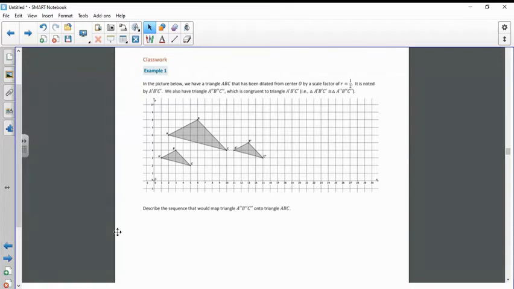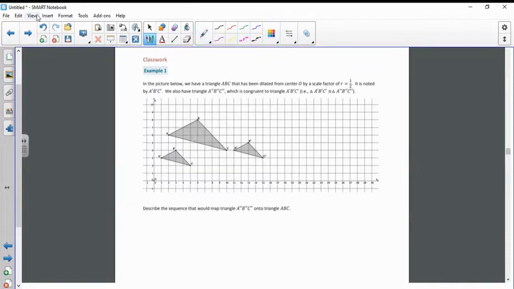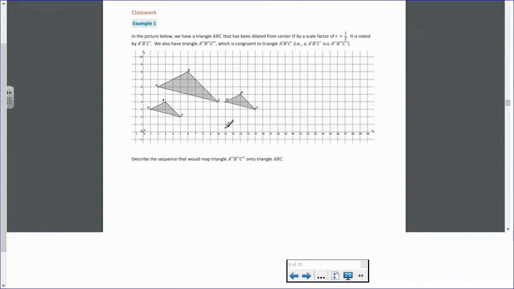All right, guys, this is lesson 8 classwork that we're going to do together. You need to be writing what I write on this classwork because there's a lot going on here. So it says in example 1, in the picture below, we have a triangle ABC that has been dilated by a scale factor of 1/2.